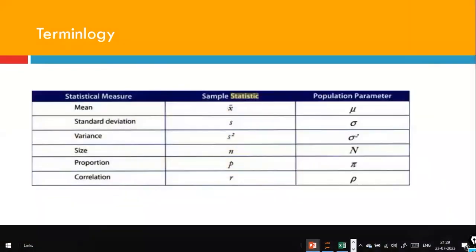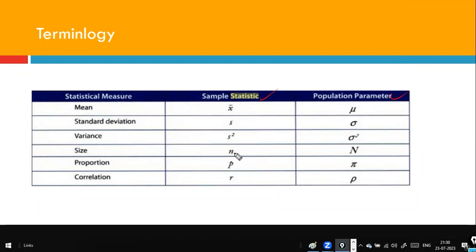Which is nothing but mu. The statistic and parameter, you need to be familiar with these 2 terms. If you are familiar with these 2 terms, nothing is there. The sample mean is called X bar and the sample standard deviation is called S, whereas the population standard deviation is sigma. If you square the population standard deviation, that is your variance.